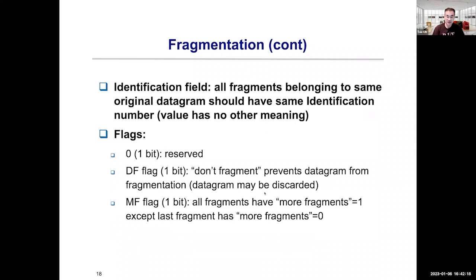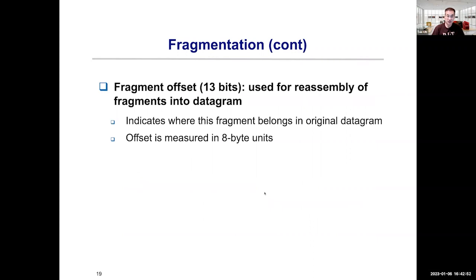So the fragmentation identification field: all fragments belong to the same original data, and each is put together, okay? The flag basically says DF, which means don't fragment. MF stands for more fragments, and all fragments except the last one have it set; the last fragment has a zero, which means that's it, okay? The fragment offset is for assembling the fragmented datagram. It's like a dummy variable, just to meet the 8-byte units. That's its purpose, okay?